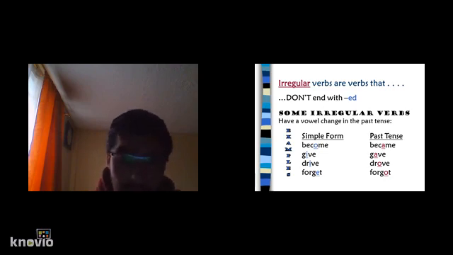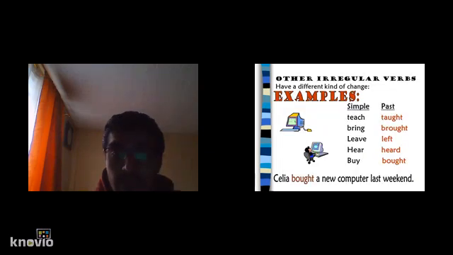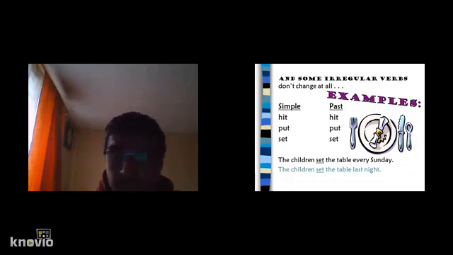When we want to write something in negative, we have to use the auxiliary didn't. But for example, here in irregular verbs, in affirmative sentences, we have become, became. They have their own form. We have different examples for demonstrating the irregular forms of the verbs in past. Like teach, taught, bring, brought, leave, left. We have some irregular verbs that don't change. For example, hit, hit, put, put, set, set.